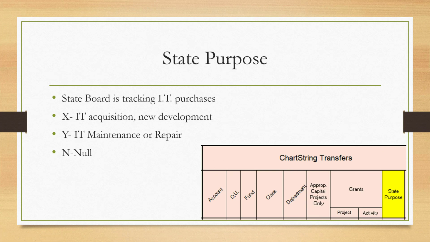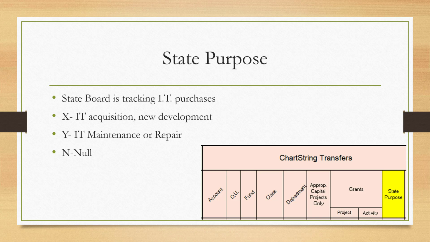The last chart field is the state purpose chart field. The State Board of Community and Technical Colleges is tracking IT purchases through this chart field in PeopleSoft. For every purchase, we must choose between 3 options. X for expenditures for IT acquisitions and new development, Y for expenditures occurred for IT maintenance and operations, and N for null, meaning the expense was neither a new IT purchase or maintenance.